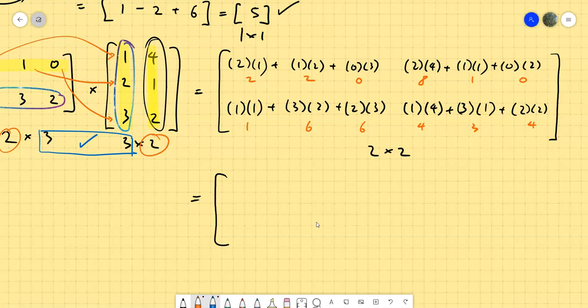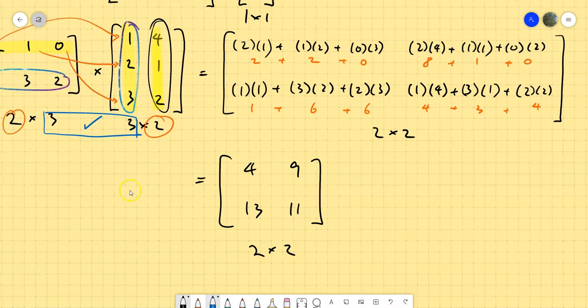So we're just multiplying everything together. Now let's add them all up. Remember, we're just adding everything up here, like that. These are all pluses. So we've got 2 plus 2 is 4, 8 plus 1 is 9, 1 plus 6, 7, plus 6 again, 13, 4 plus 3, 7, plus 4, 11. Right, so there's my 2 by 2 answer.